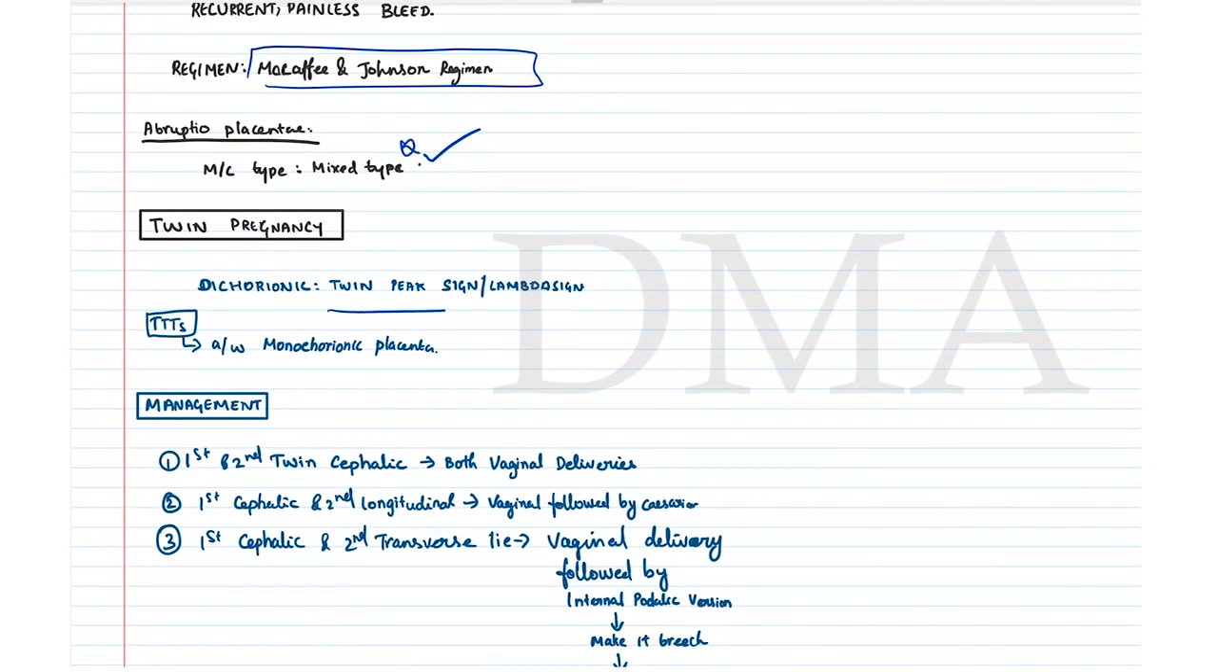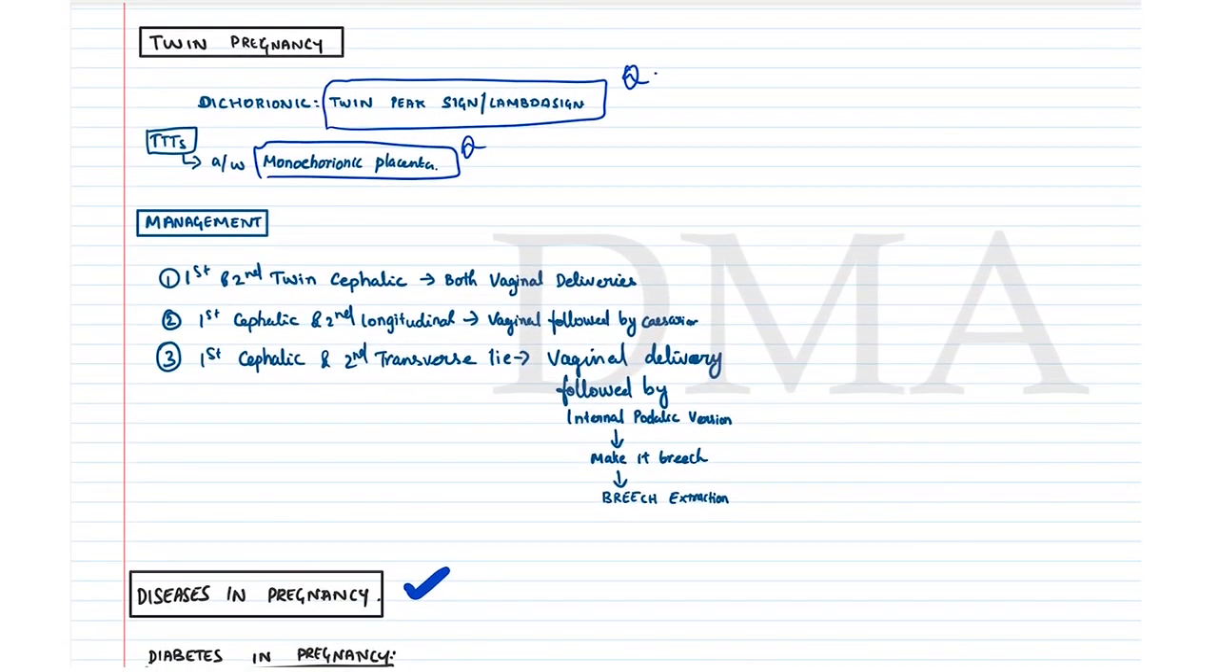And twin pregnancy also, twin peak sign or lambda sign is seen in dichorionic twins, high yield MCQ. And twin transfusion syndrome is always associated with monochorionic placenta, another important MCQ. So the management of your twin pregnancy is important.